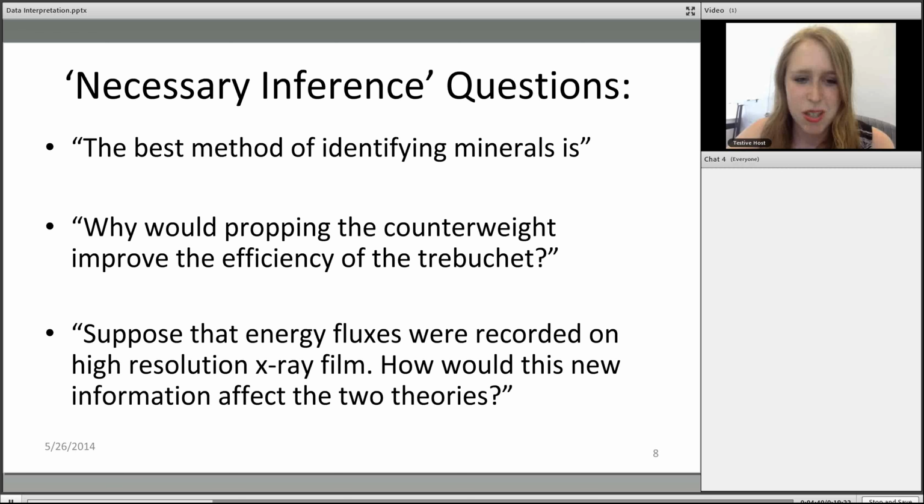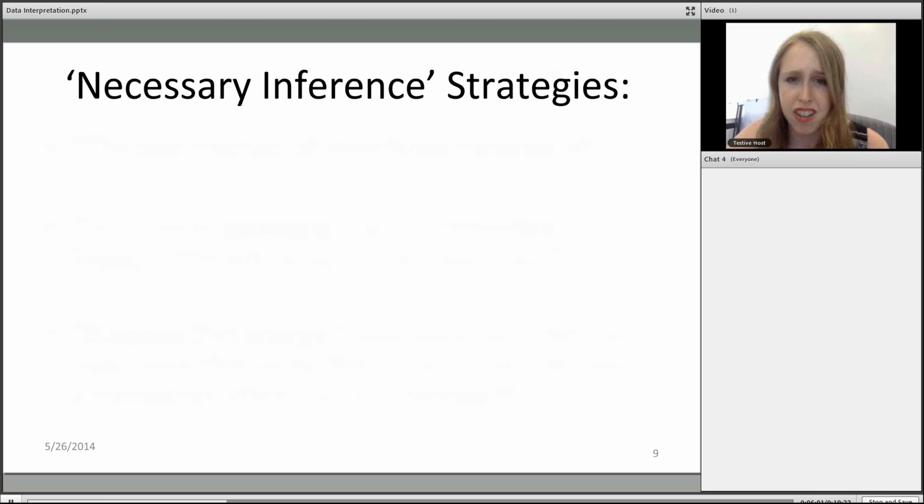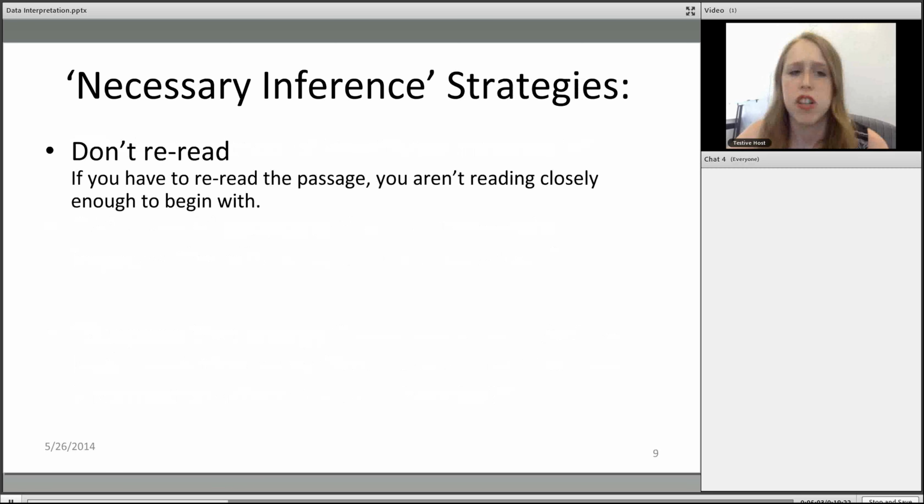Or suppose that energy fluxes were recorded on high-resolution X-ray film. How would this new information affect the two theories? And remember, these are only based on the passages, so you don't need to know about minerals or X-rays or whatever's happening in question 2. You just want to see what's going on in the passage, and a necessary inference is something that must be made given the data. It'll be very straightforward. So our strategies are, you don't want to reread.